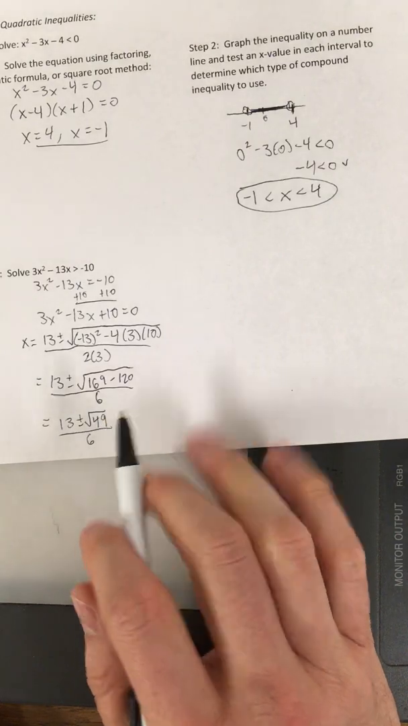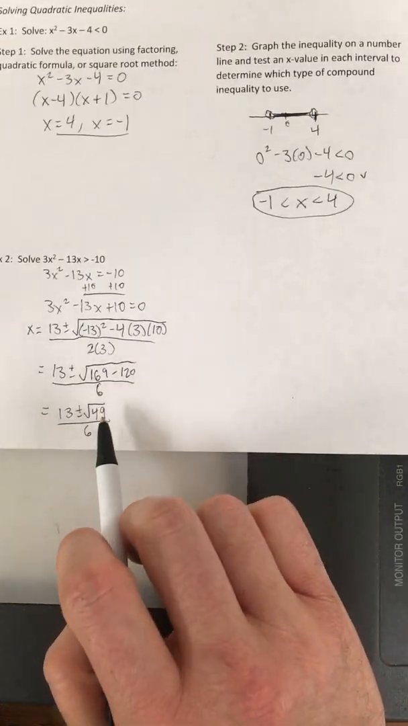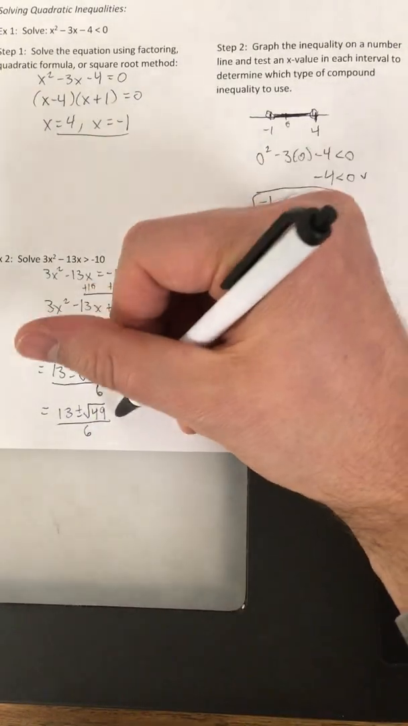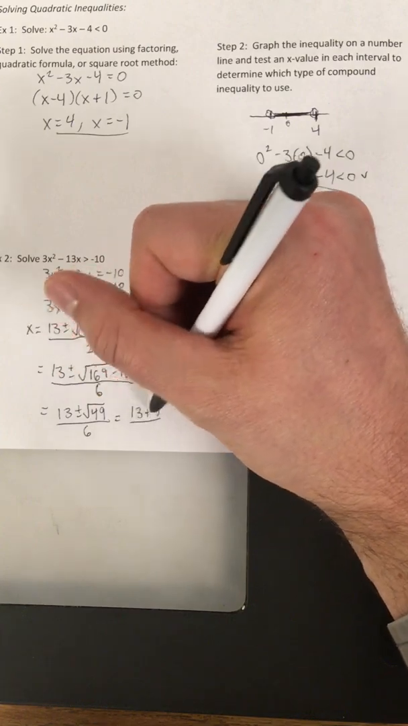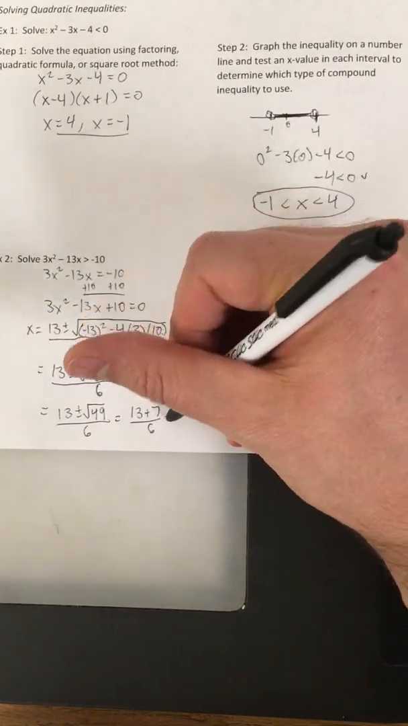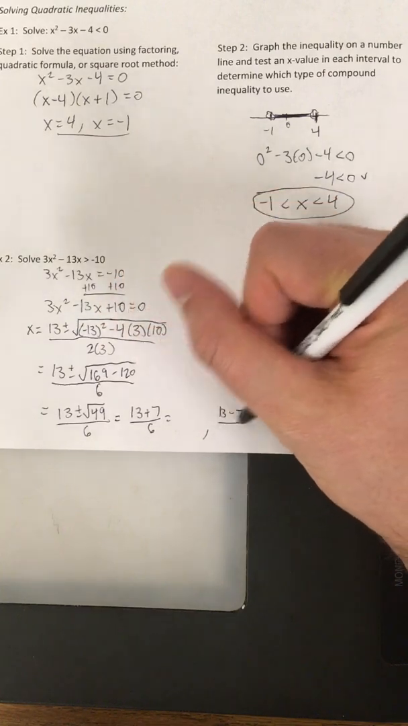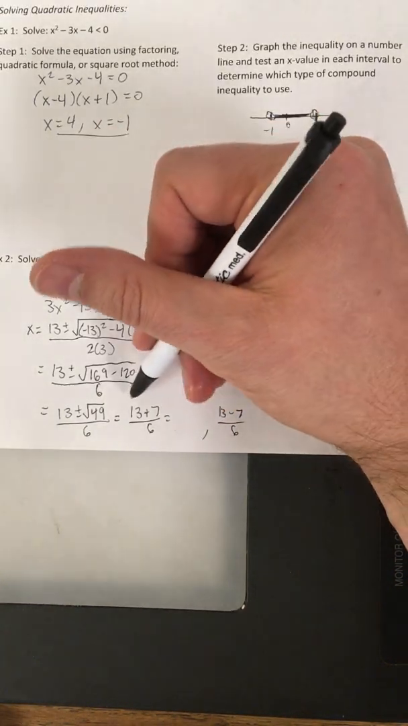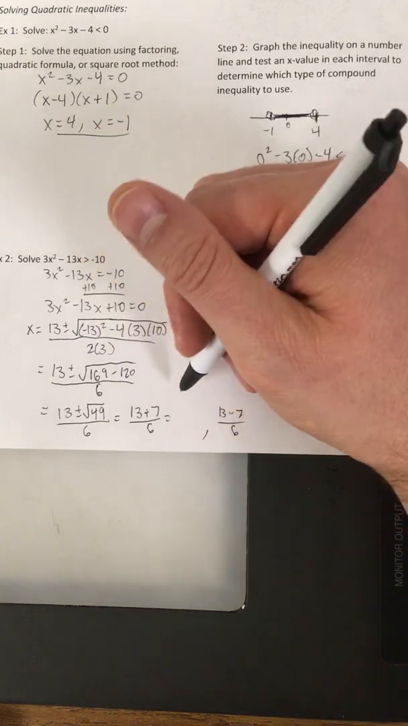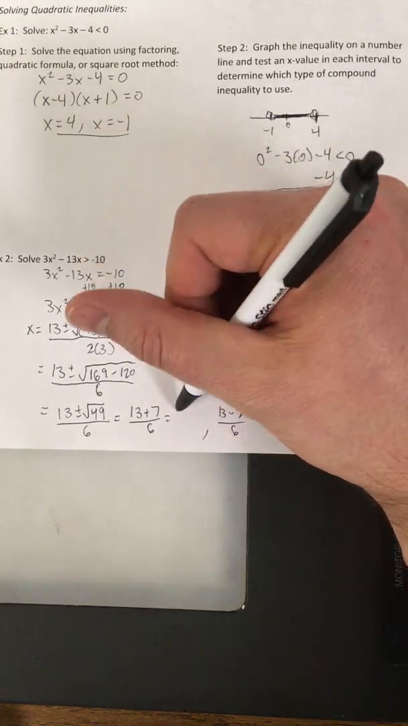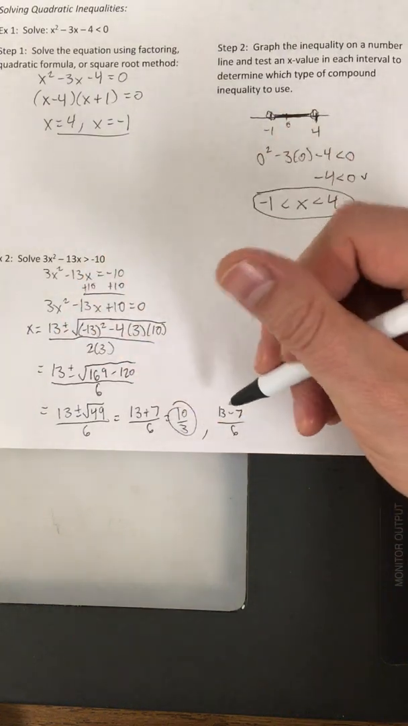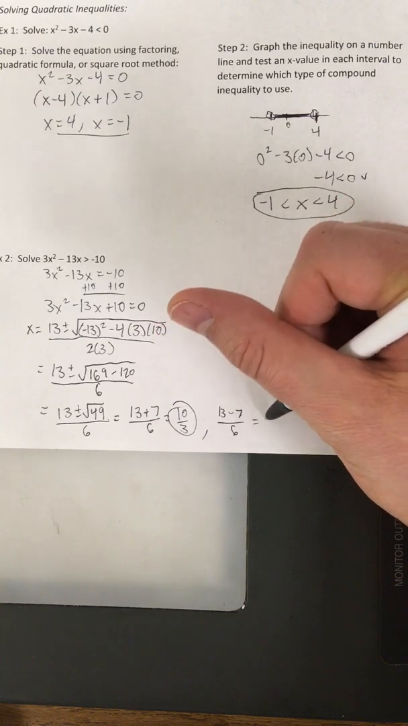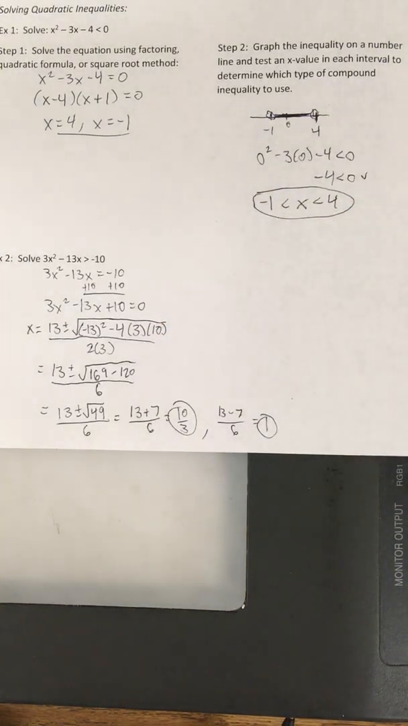Now, is 49 a perfect square? Yes, it is. What's the square root of 49? It's 7. Is it square root of 7 or just regular 7? Just regular 7. So I'm getting 13 plus 7 over 6, and I'm also getting 13 minus 7 over 6. I'm going to get two answers. 13 plus 7 is 20, and 20 over 6 reduces to 10/3. There's the first answer. And then 13 minus 7 gives me 6, and 6 over 6 is just 1. So there are the two number parts of my answer.